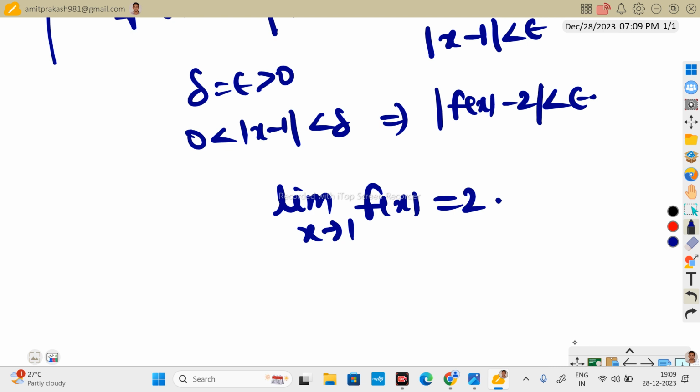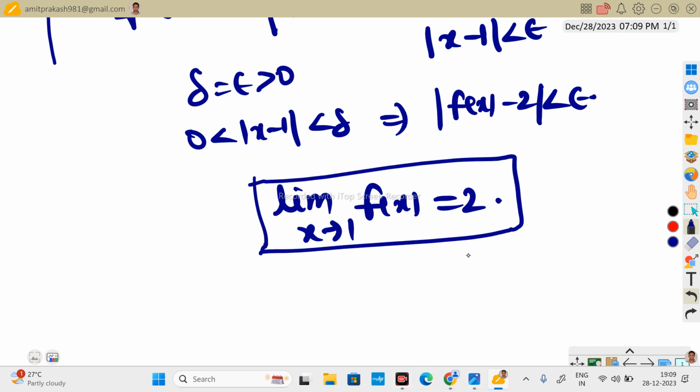So we have discussed two examples and the formal definition of the limit here.